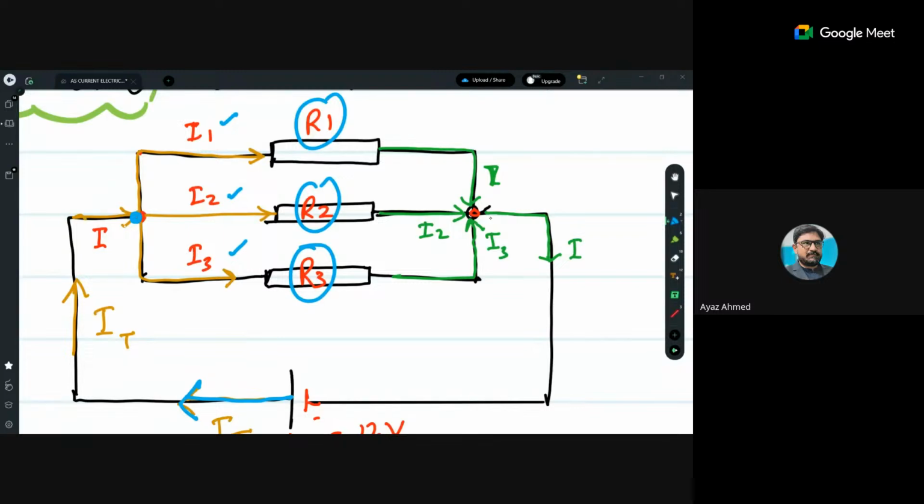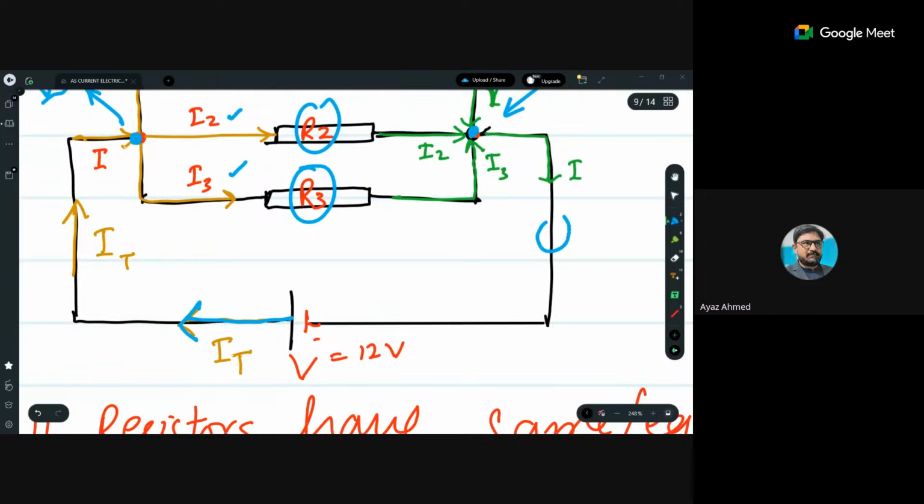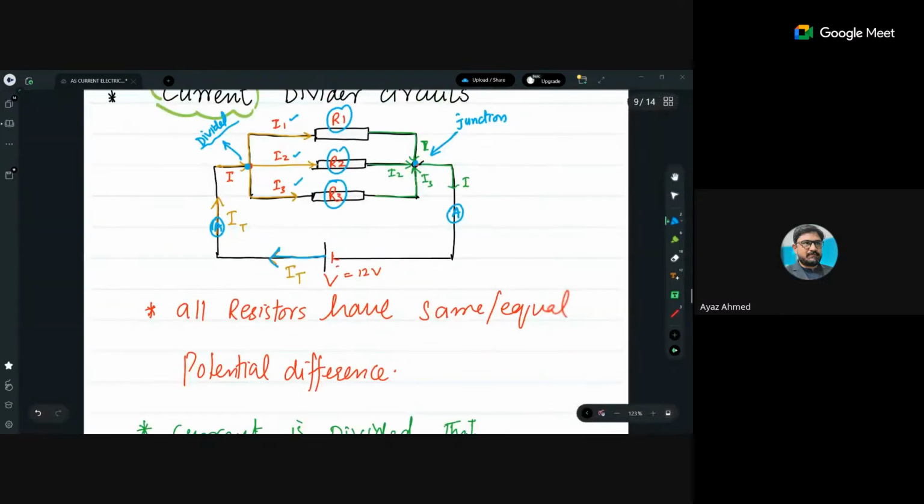All these currents are combined together again at this junction. This point is also named a junction. At this junction the current is combined, and at the other junction the current is divided. So a junction is the point where the current is either distributed or combined. The total current in the main stem is the same, but in all these branches the current would always be less.